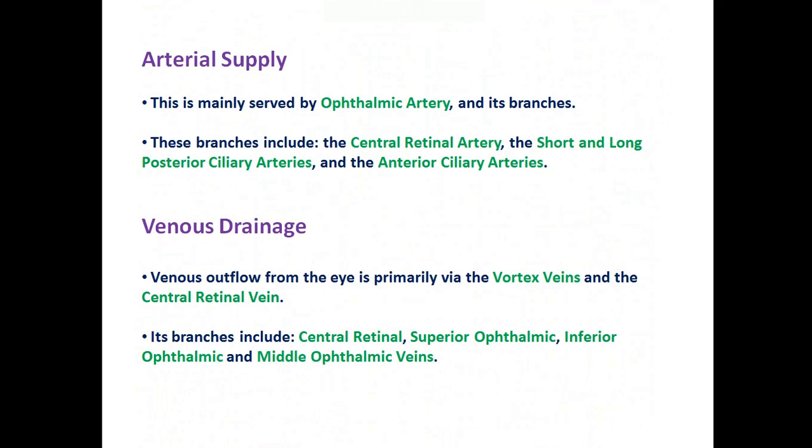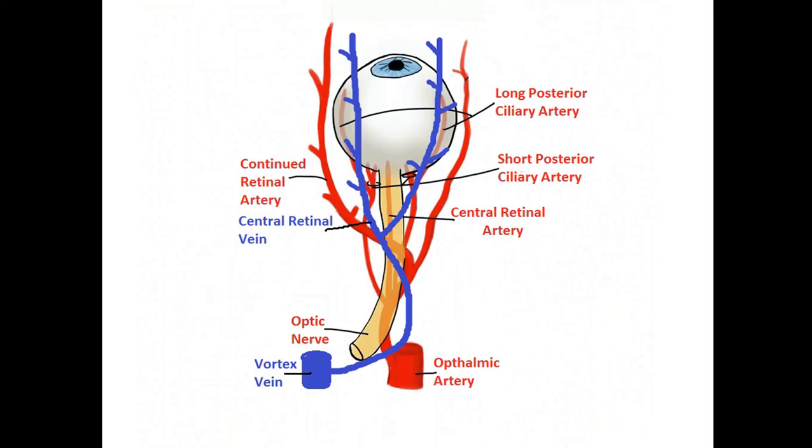These things will become clearer. Whoa, check out this picture. It shows all the arteries and veins associated with the eye. First of all, let's talk about the arteries, which are in red. It starts from the ophthalmic artery and branches into central retinal artery, short posterior ciliary artery, and long posterior ciliary artery. Now veins, which are in blue. It starts from the vortex vein and branches into the central retinal vein. I'd recommend you to get a screenshot at this moment.